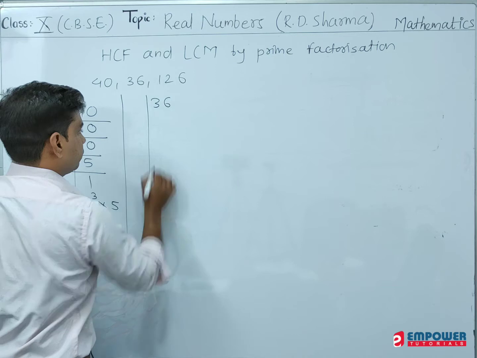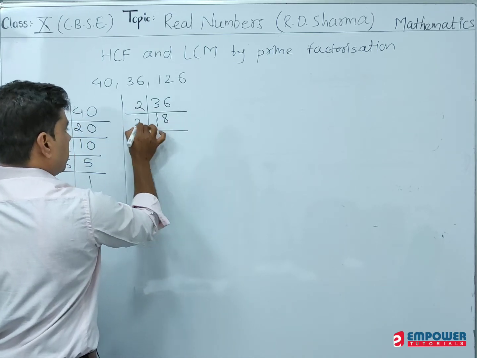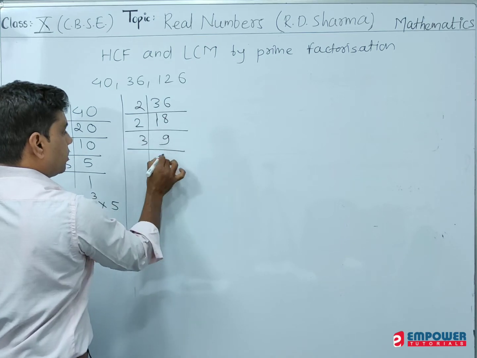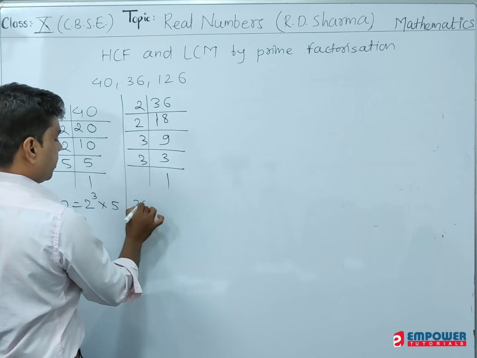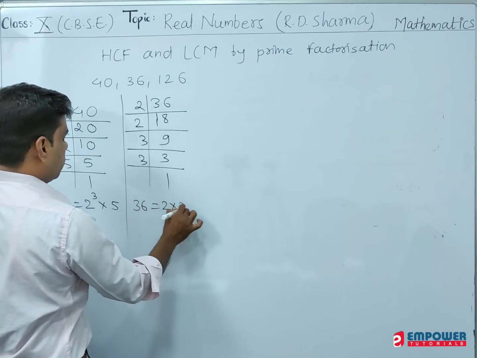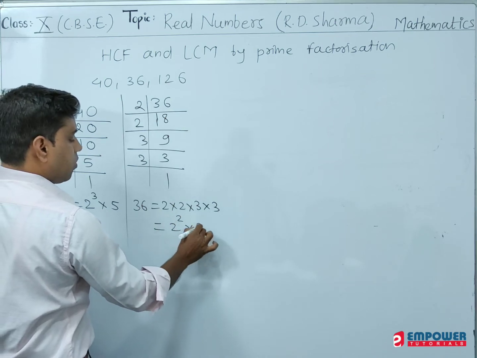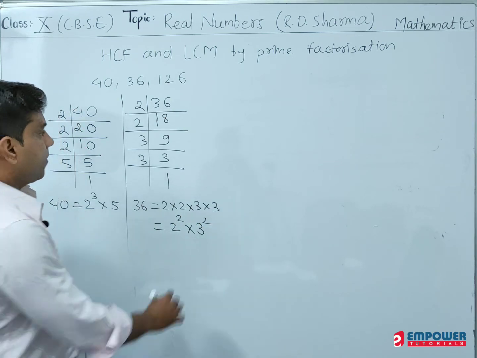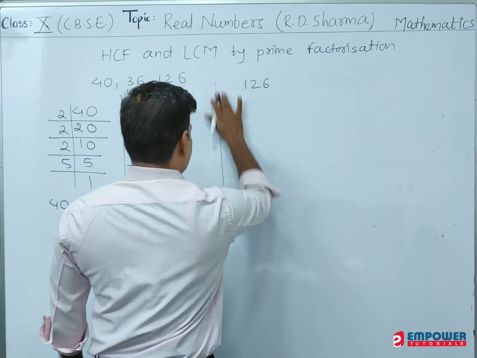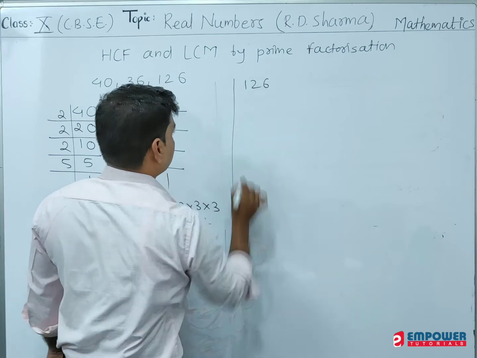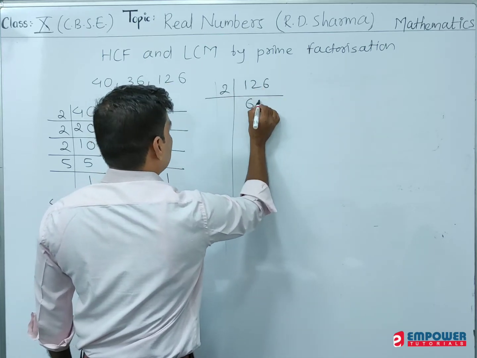Now 36. 2 1s are 2, 2 8s are 16, then 2 9s are 18, 3 3s are 9 and 3 1s are 3. Okay, so the factors of 36 are 2 into 2 into 3 into 3. So 2 occurs 2 times and 3 occurs 2 times. Okay, now 126. 2 6s are 12, then 6, 2 3s are 6.